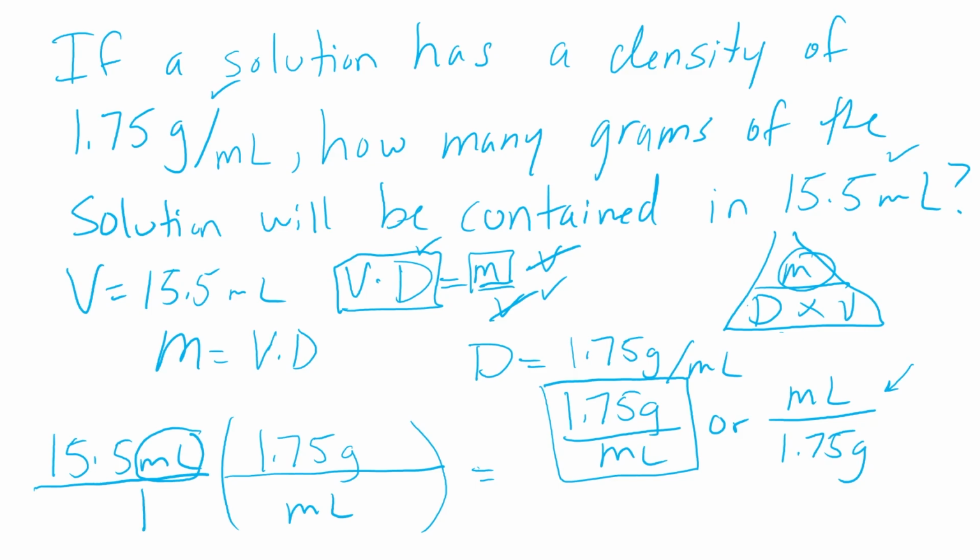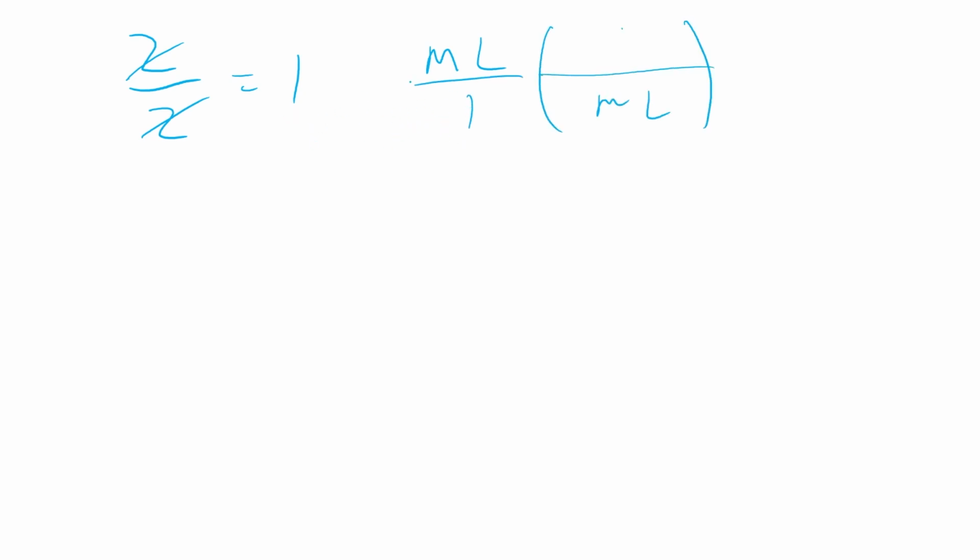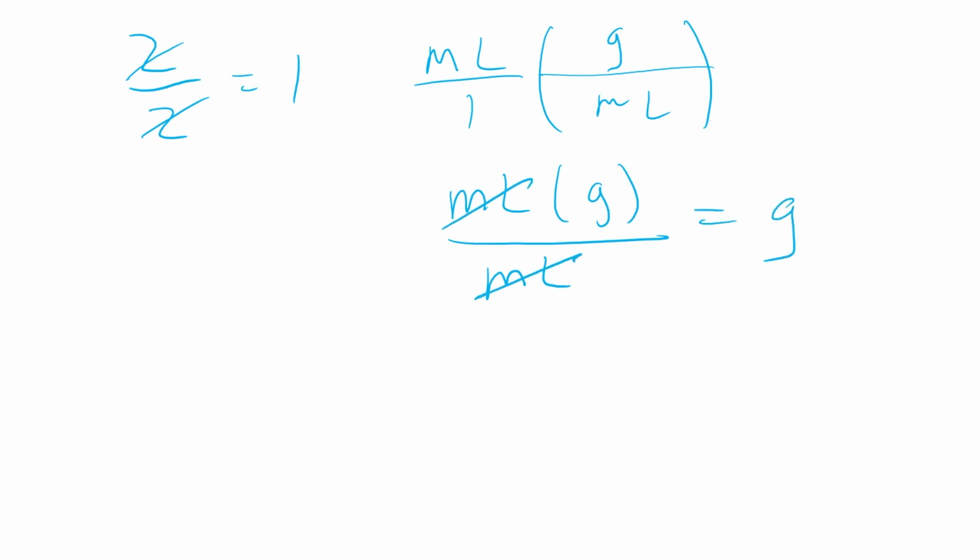How does that work? Well, a very simple explanation is if I have 2 on top and I have 2 on the bottom, that equals 1. They essentially cancel each other out. So if I have milliliters, like in our example, up on top, and I have milliliters on the bottom, we just look at the units. We basically have milliliters times grams up on top divided by milliliters on the bottom. They cancel, basically equals 1. And that leaves us just grams.